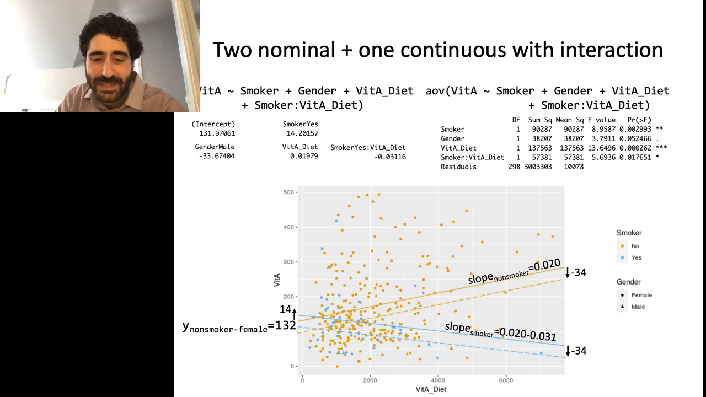I don't know medically what's going on here, why this would be the case. But this is basically saying for smokers, and again, this is not actually an experimental study, it's just observational, but for some reason, these smokers that have a lot of vitamin A in their diet actually have less vitamin A in their bloodstream.